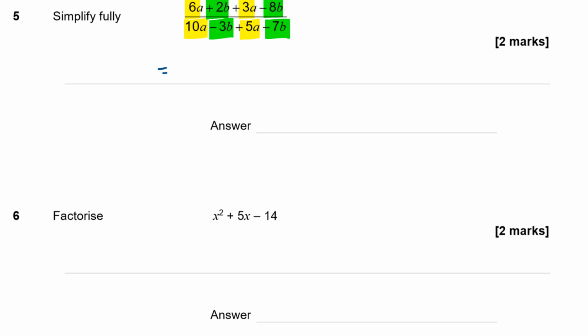So I've got 6a plus 3a on the top, which is 9a, and I've got 2b minus 8b. 2 subtract 8 is negative 6, so that's going to give me minus 6b. So that's my numerator. On the denominator, I've got 10a plus 5a, which is 15a, and I've got negative 3b subtract 7b, which is minus 10b. Okay, are we done? I think we can factorise a little bit here, can't we?